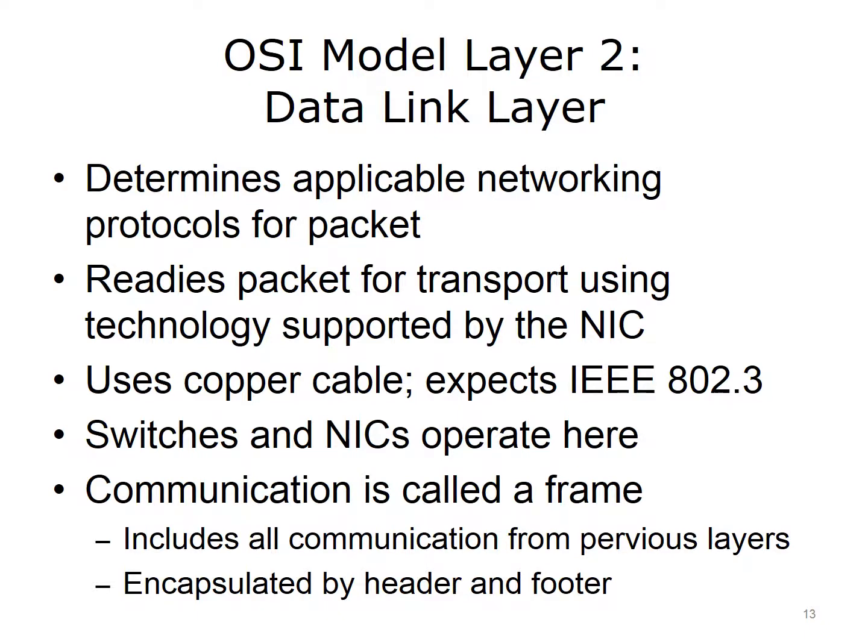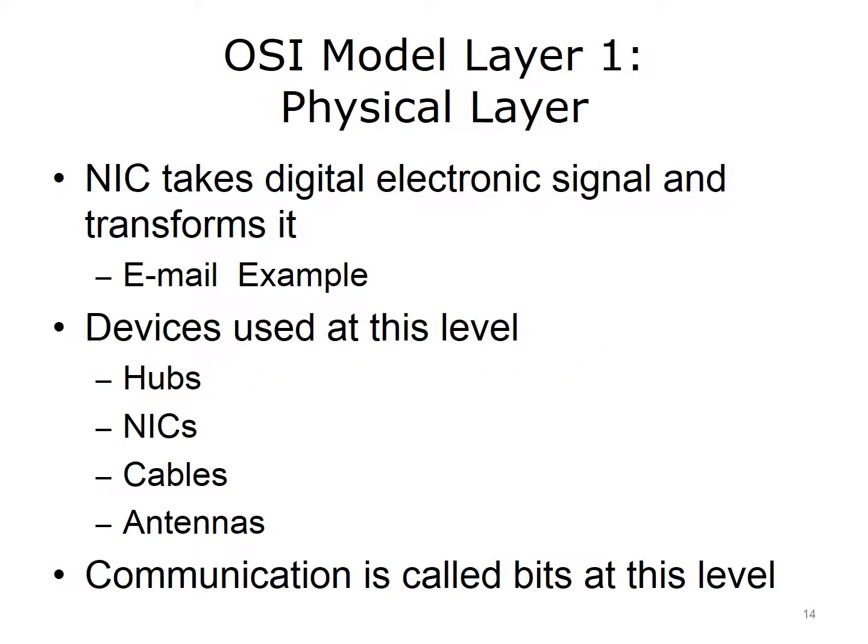Therefore, Media Access Control, or MAC addressing applies, and MAC addresses are used for communications between Layer 2 devices. Note that the communication is a frame at this level. The frame includes all of the communication received from layers 7 through 3 and is encapsulated by a header and footer. At OSI Model Layer 1, known as the physical layer, the NIC takes the computer's digital electronic signal and transforms it into a signal that can be put on the NIC's media.